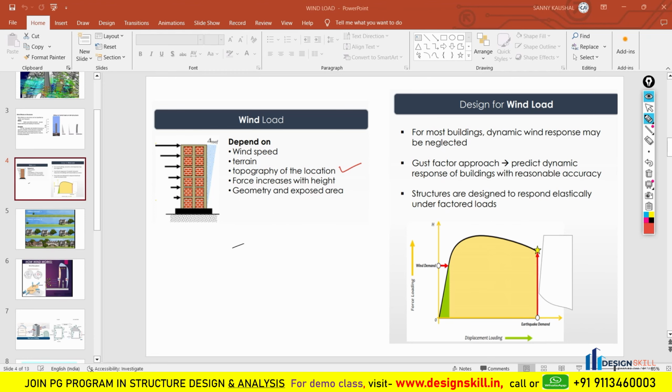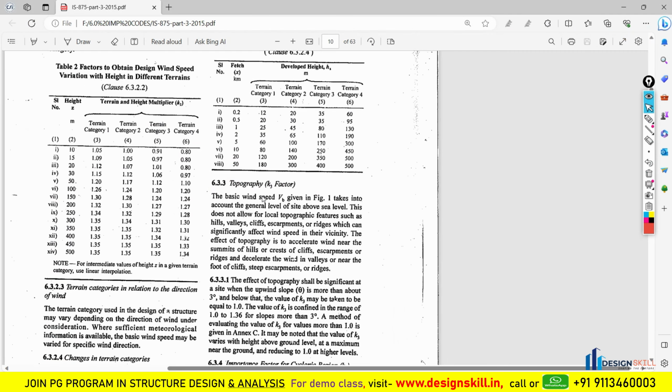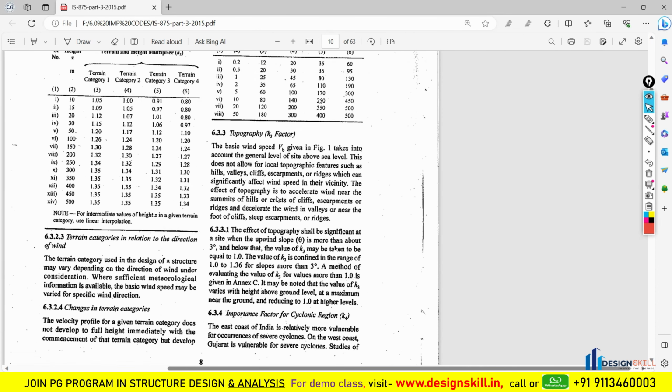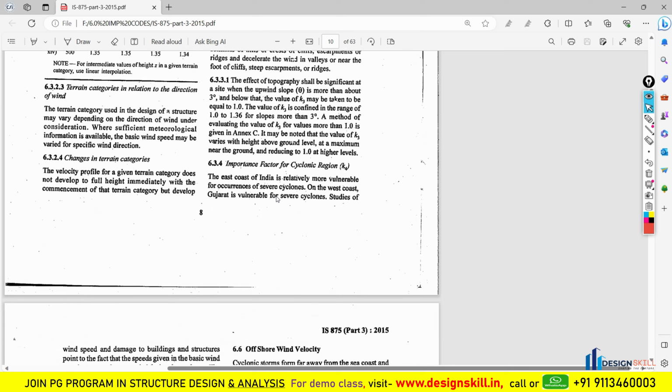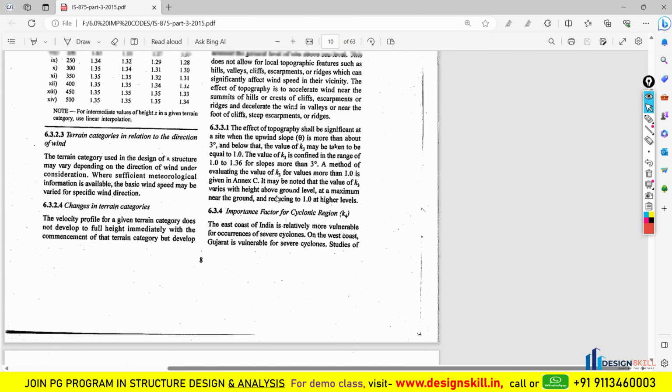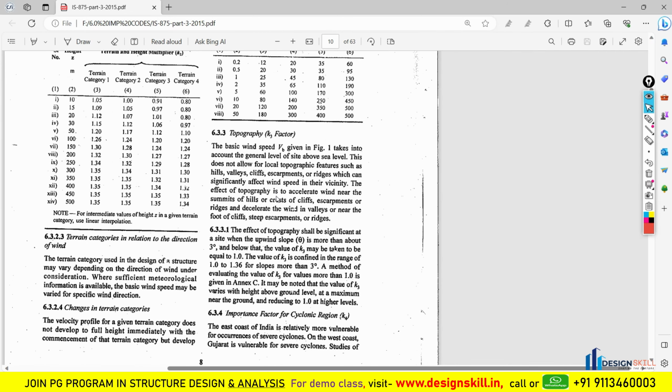If you open the code, you will find there are different categories also. If you look at the topography factor K3 here, you will find that on the basis of this topography the wind speed is going to change, and it is very important to consider the topography factor while calculating the wind speed, or if you're calculating the wind load.